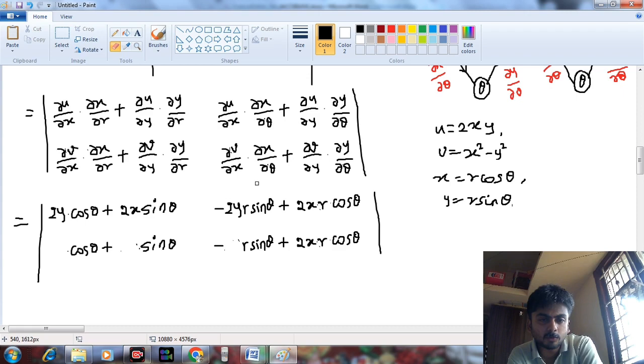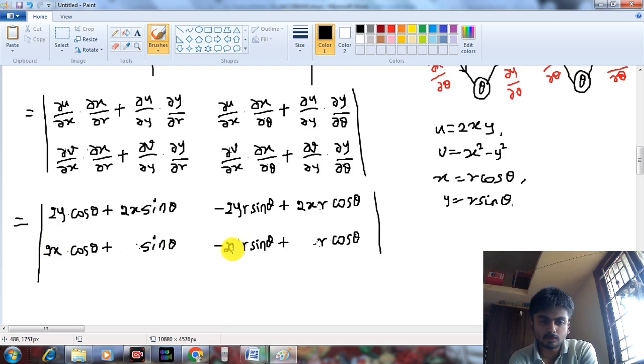Okay, dou x by dou theta is minus r sin theta, so this minus will be there, no problem, and dou v by dou y will change. Dou v by dou y is 2x. Okay, now what is dou v by dou x and dou v by dou y? Dou v by dou x means it will become 2x. So dou v by dou x is 2x, and so I am writing 2x here also.